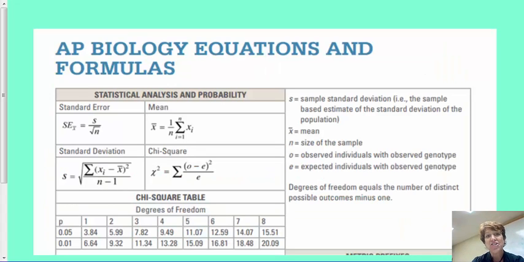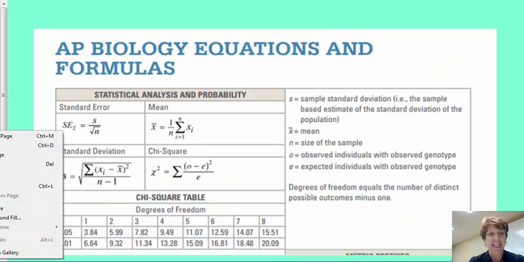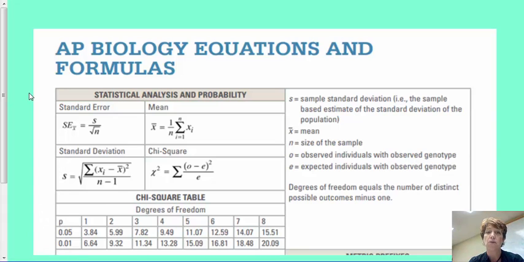All right, on your formula sheet, which you're going to be getting this week, you will have all of these formulas that we use. Some of them are statistics, some of them are calculations on water potential and all different things. But over here on the very beginning of the formula sheet are our statistical analysis. So the ways that we go through and look at data. So we're going to be talking about standard error and mean and standard deviation. Today we're focusing right here on chi-square.